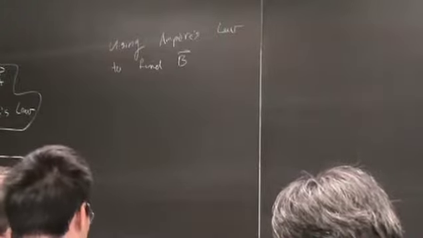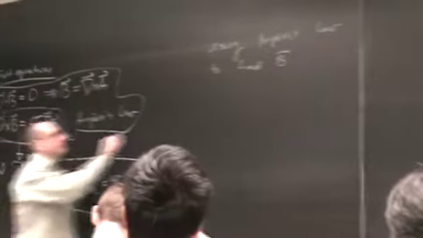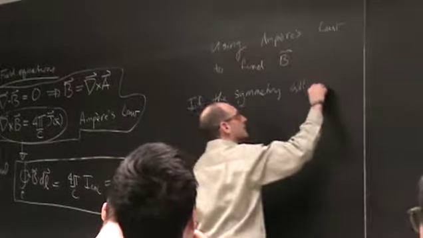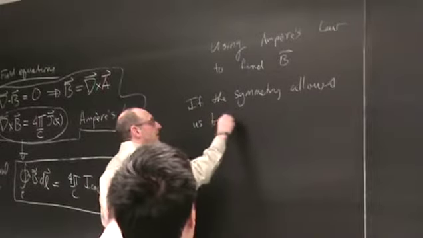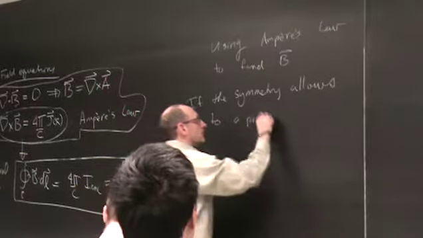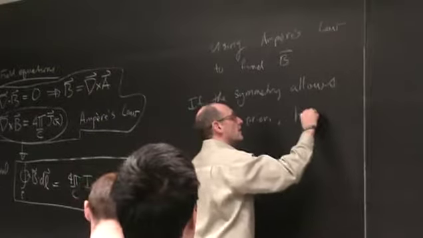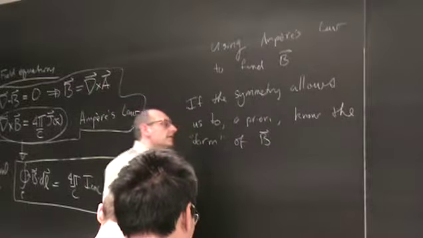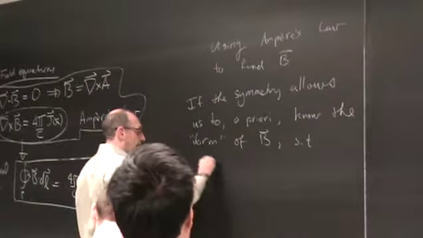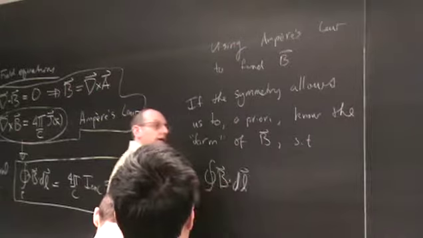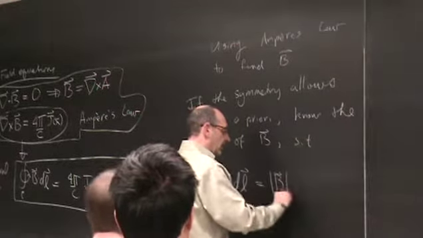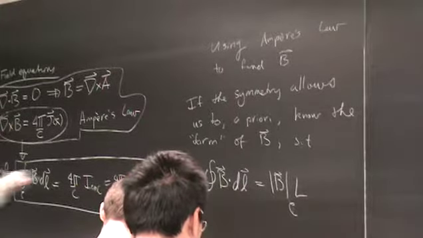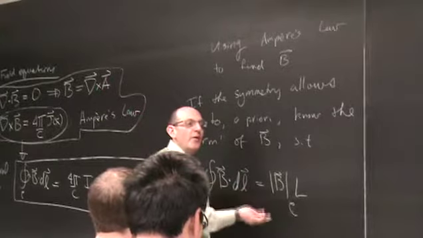The point is, if the symmetry allows us to a priori know the form of B, such that for a well-chosen contour, this is just equal to the magnitude of B on the contour times whatever particular length of the contour along which that is non-zero.